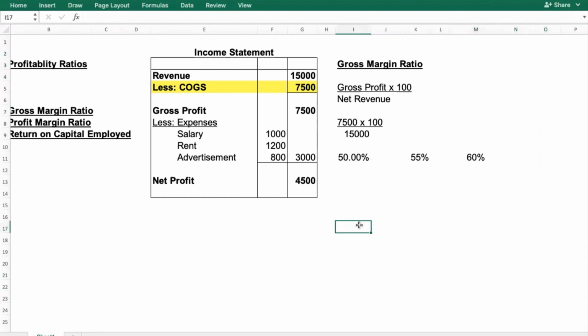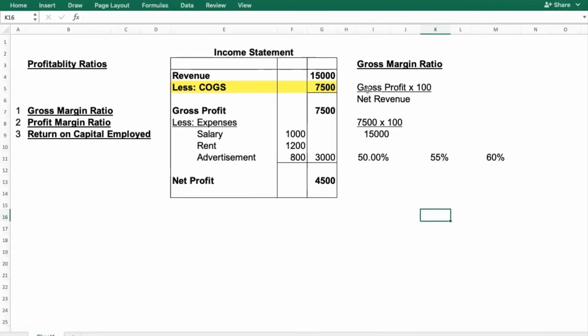So basically, we're just trying to reduce the cost of goods sold, or increase the revenue. Two ways. By doing these two ways, you can increase your gross margin ratio. So if your gross margin ratio is increasing, definitely you will have more profit to recover your expenses, and plus you will have more net profit.